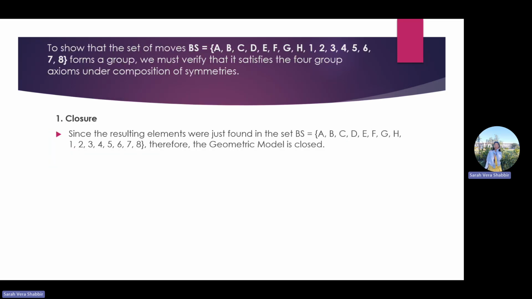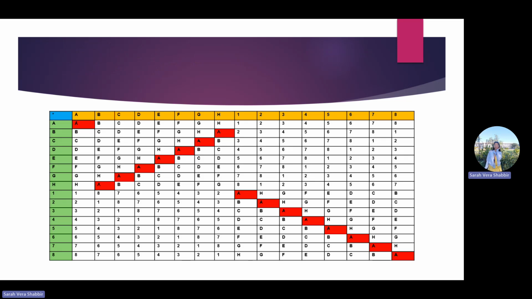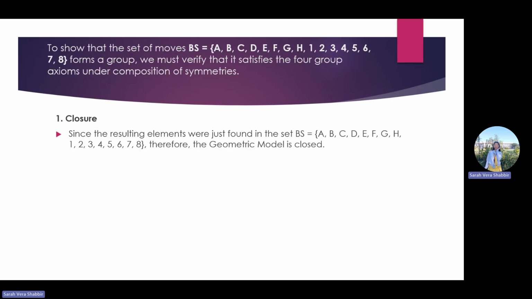So to show that the set of moves A, B, C, D, E, F, G, H, 1, 2, 3, 4, 5, 6, 7, 8 forms a group, we must verify that it satisfies the four group axioms under composition of symmetries. So for the first one is closure. If we look back to our table, all the resulting elements are in our set, so meaning the set of moves forms a closure.